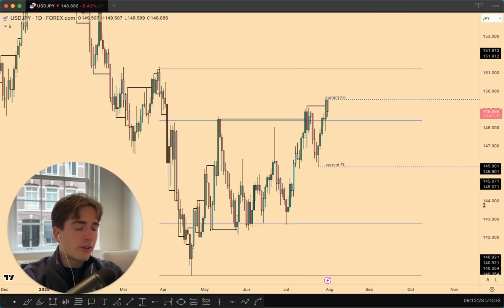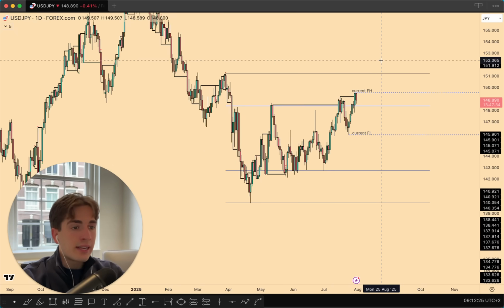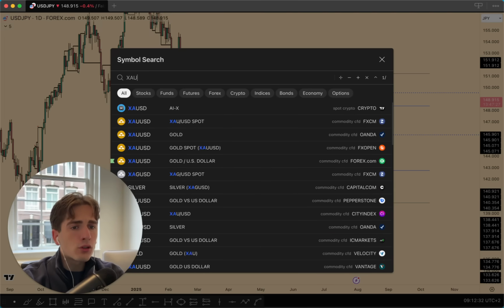So keep an eye on the dollar index. But for now, dollar yen is still bullish, both daily fractal wise and 4-hour fractal wise. So those short-term longs still look good. And then, of course, we have gold.